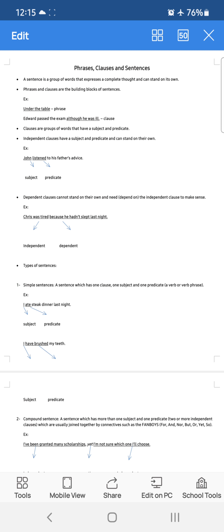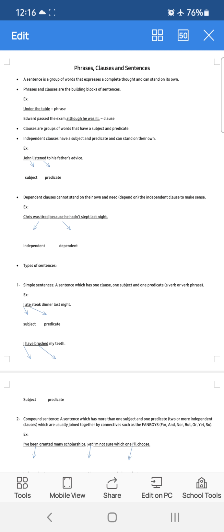All right. Phrases and clauses are the building blocks of sentences. So we need phrases, we need clauses so we can build up our sentence. Let's look at the example. Under the table is a phrase. If I come over to you and say under the table and then I stop talking, then you would say, what is under the table? Who is under the table? What about the table? What's going on?